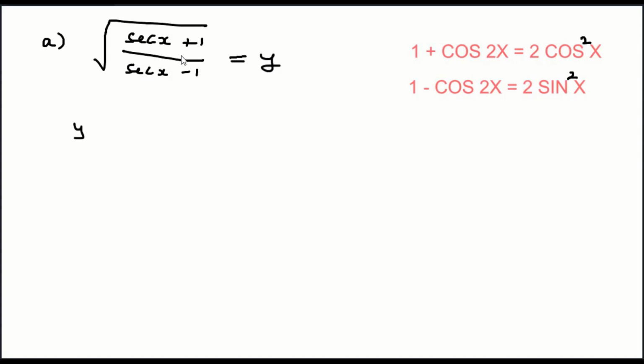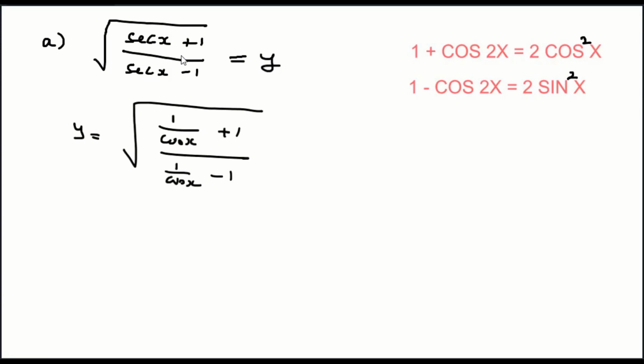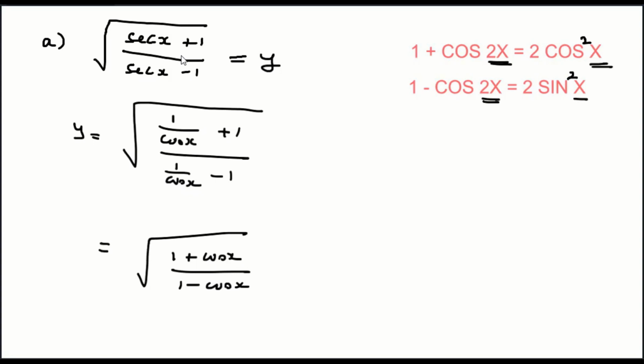So I can write y is equal to root over this secant x is inverse of cos x, right? So I can write 1 by cos x plus 1 by cos x minus 1, which will be rewritten as, take LCM for both the numerator and the denominator. So this becomes 1 plus cos x by 1 minus cos x. So now we all know this identity. 1 plus cos 2x is 2 cos square x. That is, if it is 2x here, it is half of that. Again, 1 minus cos 2x, if it is 2x here, it is half of 2x, which is x.